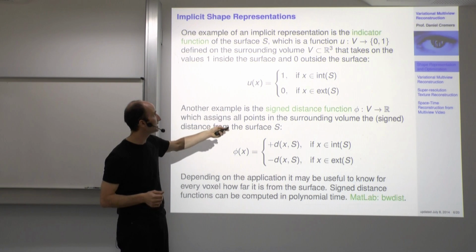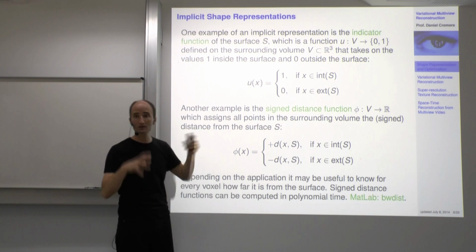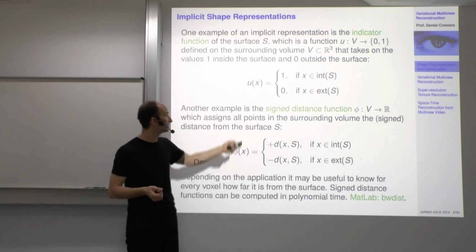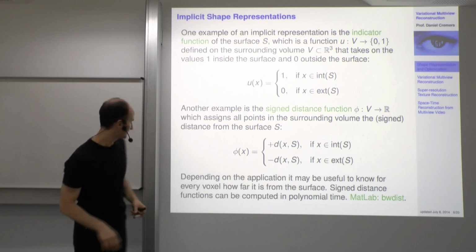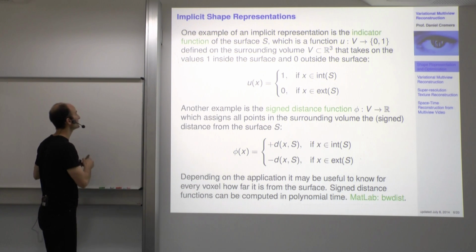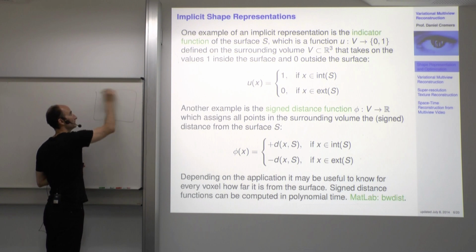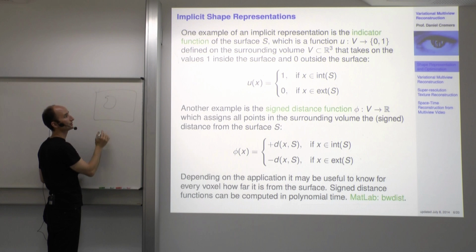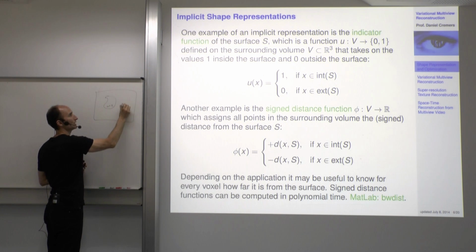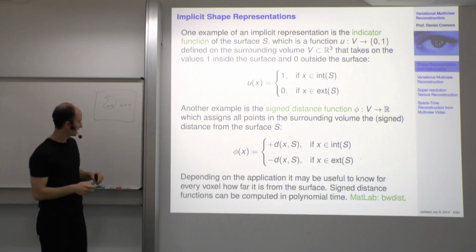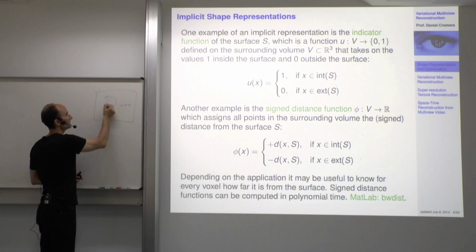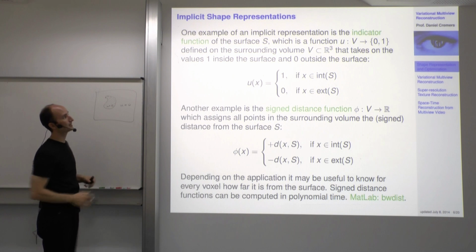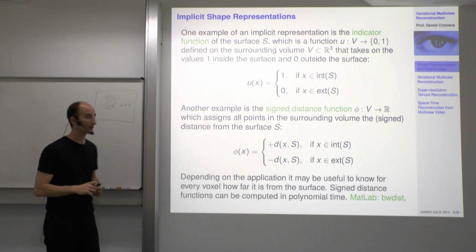This is a simple indicator function, which basically is 1 if you're inside your geometry, your surface S, and 0 outside. So this is an extremely simple representation, simple yet very powerful, where you can represent the shape, a closed surface S, by saying U is 1 inside and U equals 0 outside. And so that way you can separate an interior and an exterior by this indicator function on the set.